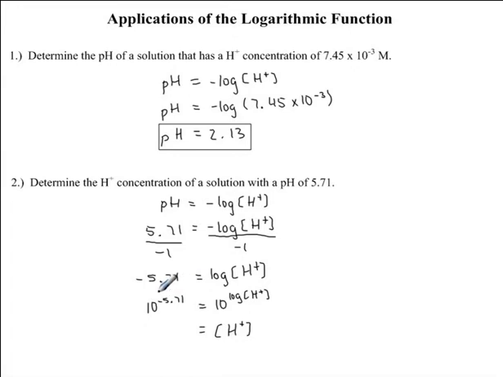10 to the exponent negative 5.71. And writing our final answer in scientific notation, we should have our answer to be 1.95 times 10 to the exponent negative 6. And because we're dealing with the concentration of the hydronium ion, we need to include our units, which is molar. So here's our final answer.